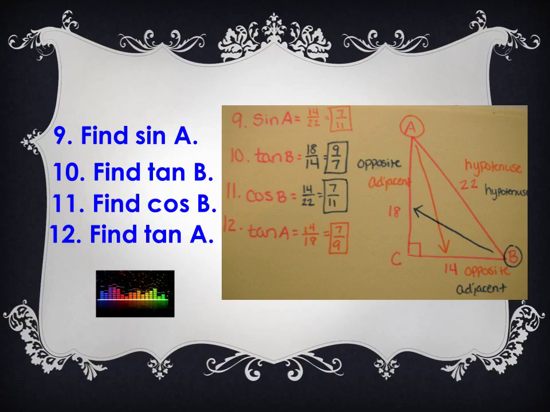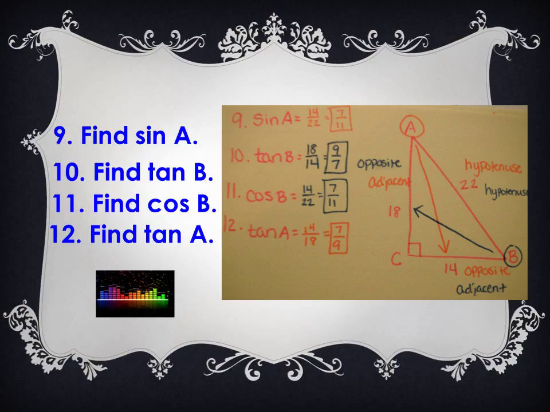In number 10, tangent is opposite over adjacent. So the opposite side of angle B, labeled blue, is 18. The adjacent side is 14, reducing down to 9 over 7.